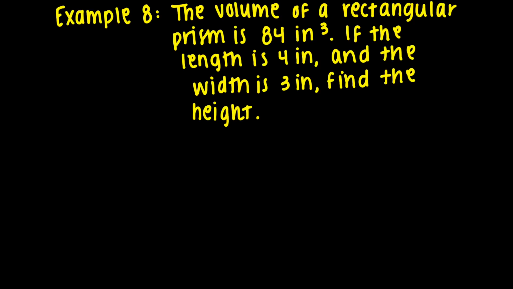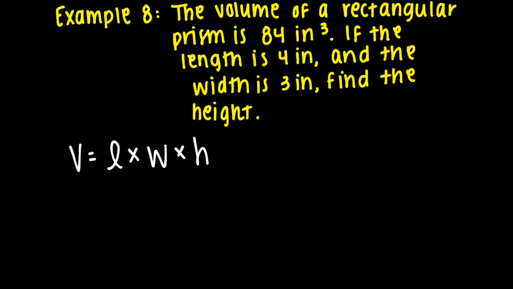And then our last example, I tell you the volume of a rectangular prism is 84 inches cubed. If the length is 4 inches and the width is 3 inches, I want you to find the height. So I'm going to map everything out. I know it's a rectangular prism, so volume is equal to length times width times height.